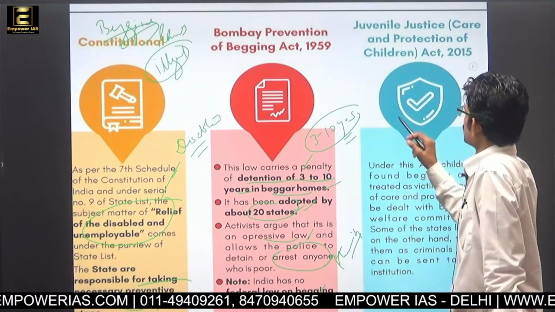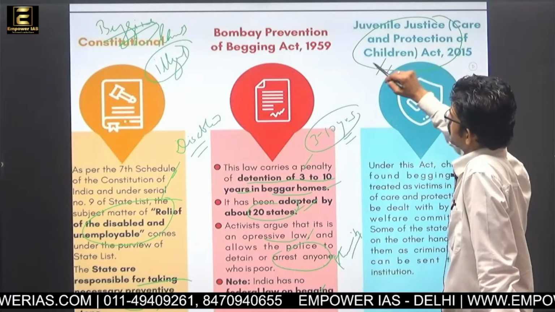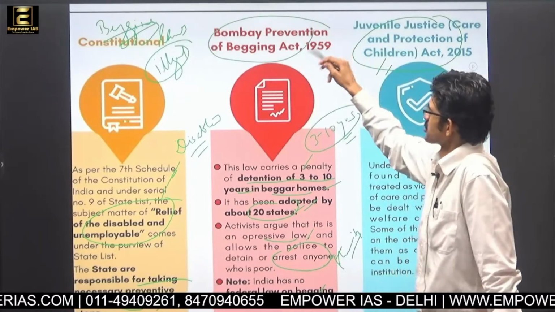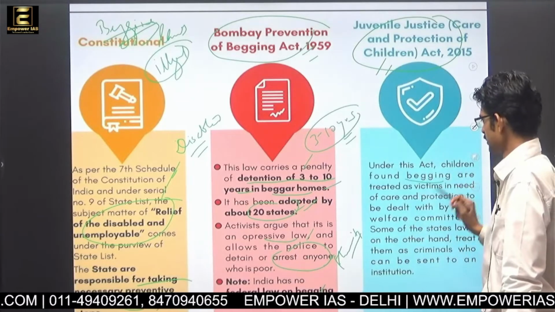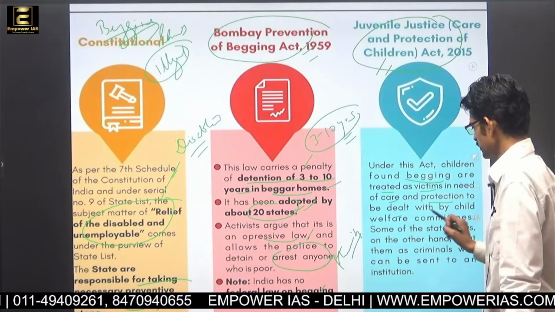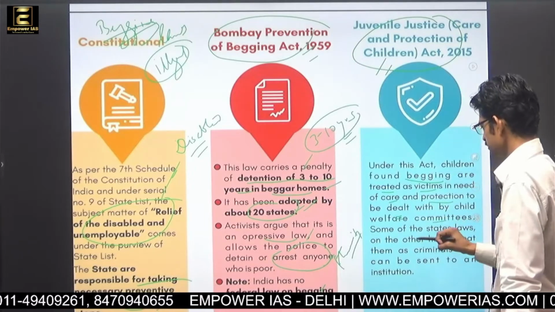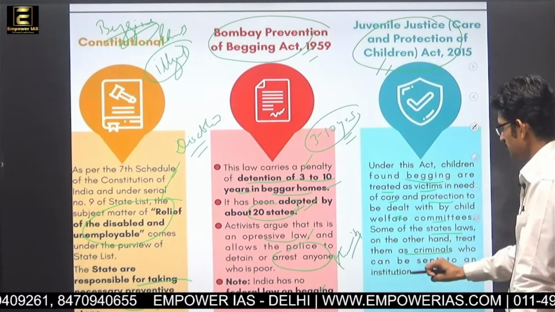Now next point is the Juvenile Justice Care and Protection Act of 2015. It was Bombay Prevention of Begging Act 1959. Then the Juvenile Justice Act treats beggary victims as needing care and protection, to be dealt with by child welfare committees, and state laws in terms of criminals who can be sent to the institutions.